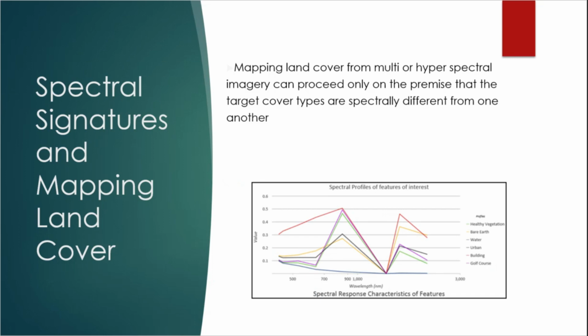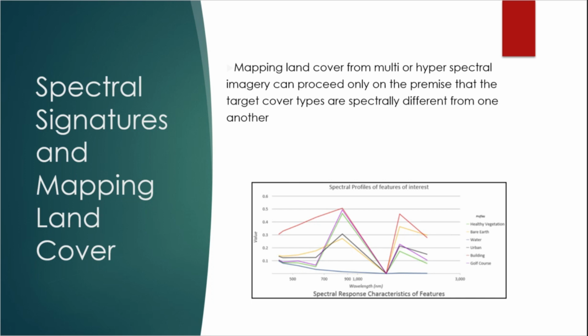So how does it all relate? Well, mapping land cover from multi or hyperspectral imagery can proceed only on the premise that the target cover types are spectrally different from one another. So classification is a process of grouping pixels of similar spectral properties into spectral classes, in which each class is assumed to or designed to correspond to a surface cover type.